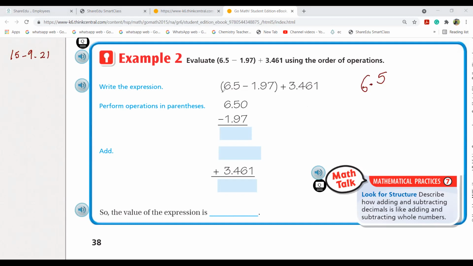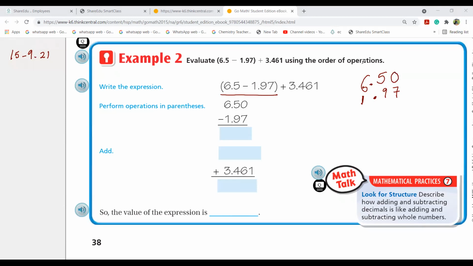How did I teach you, girls? 6.5. Of course, you will solve the parenthesis first. You will solve this first. 6.5. I told you write a point, and what next number? 9 and 7. And you have 1. The leftover space, you'll put a 0.